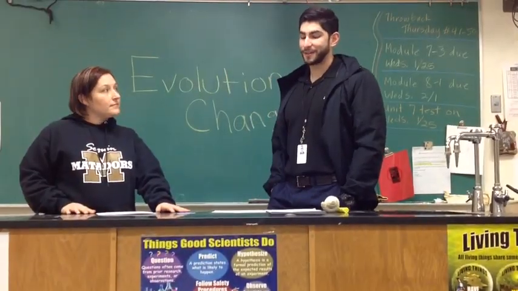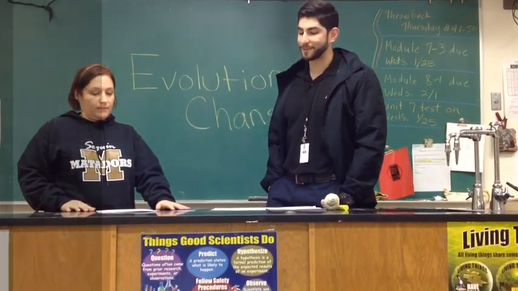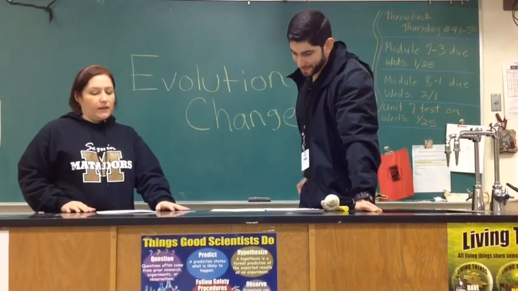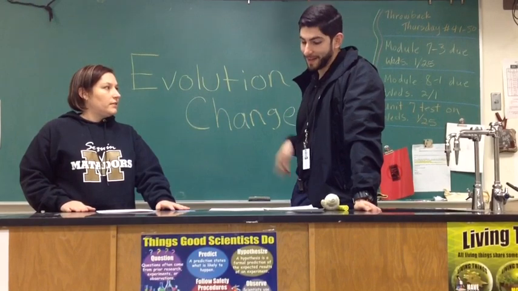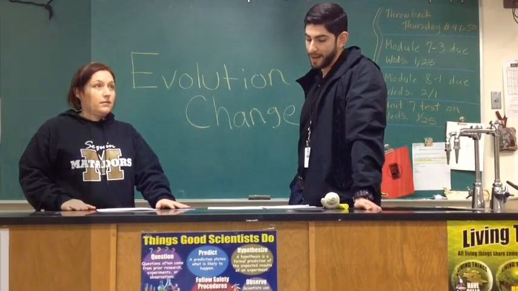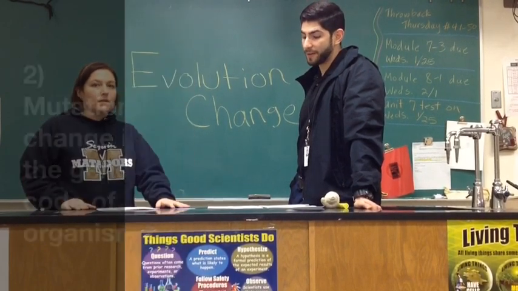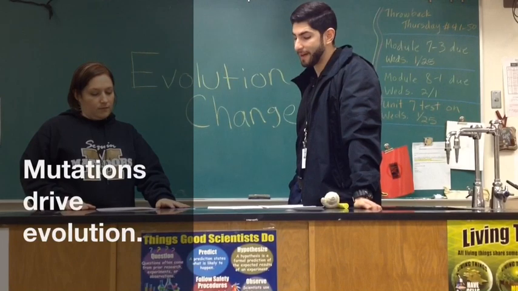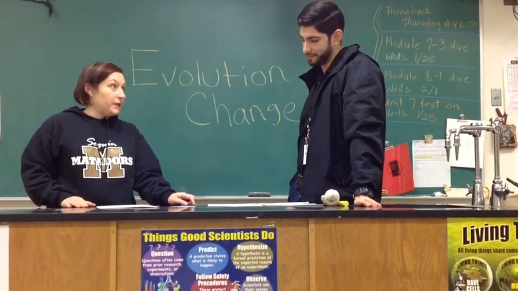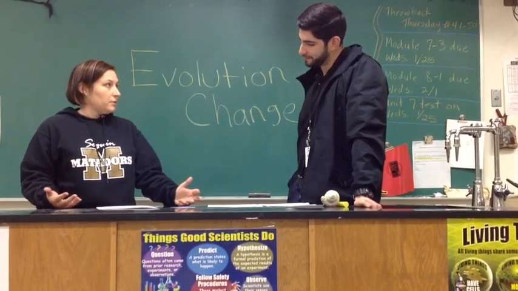Natural selection was covered in class already. Yes. That is when species most fit for the environment will survive long enough to reproduce. Isn't that shown when we did that peppered moth activity? Yes, it was. Mutations are a second way that evolution happens. As you might remember, mutations are a change in the genetic code of an organism. Yes. Mutations drive evolution. And if I remember right, a mutation can have beneficial effects and actually help a species be more successful. That's possible, right?